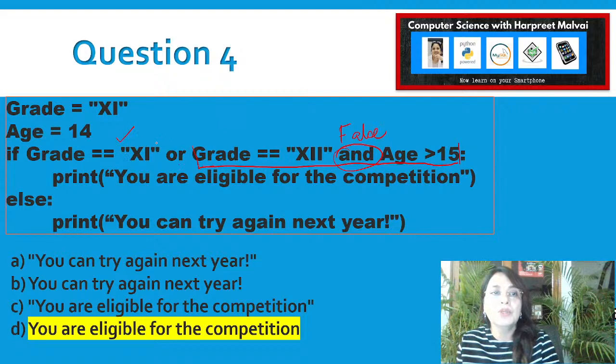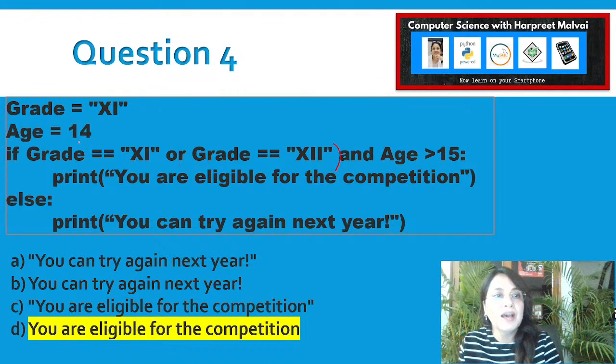So true or false is going to give you a true. And when you get a true, you are eligible for the competition. Now that's a discrepancy, and I hope no institution puts it like this, because then everything goes haywire.